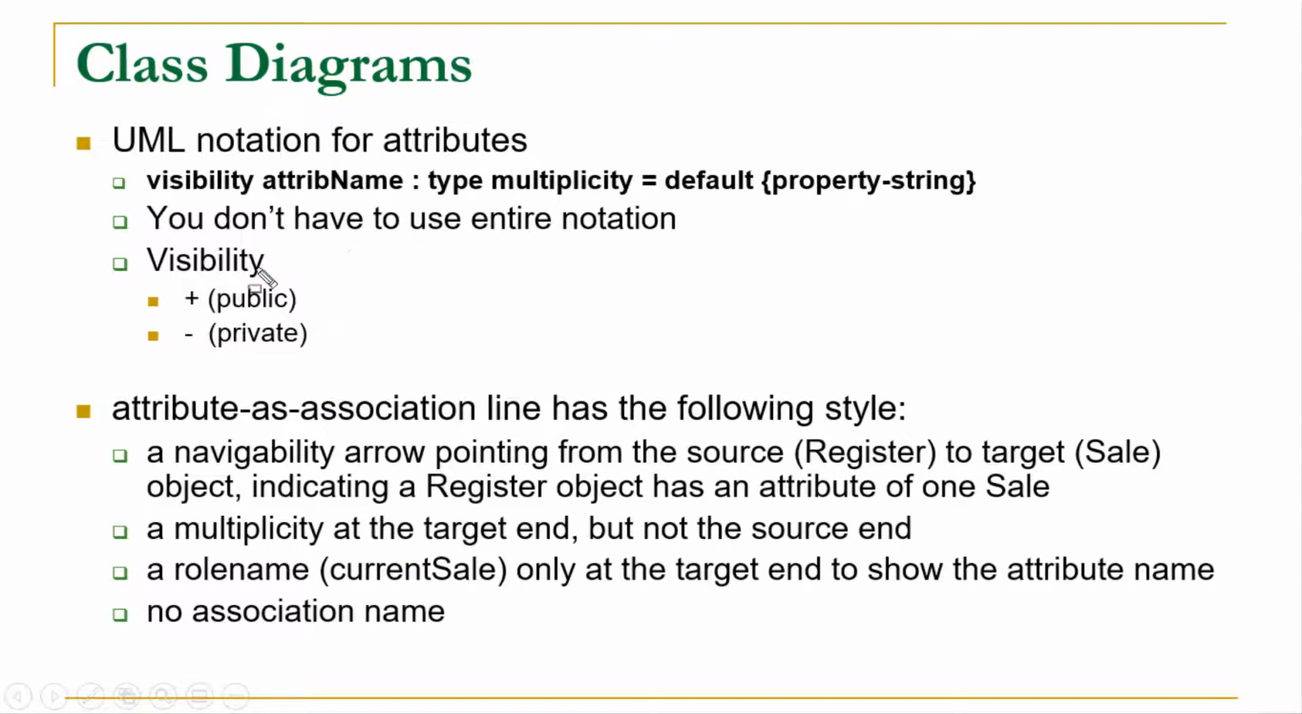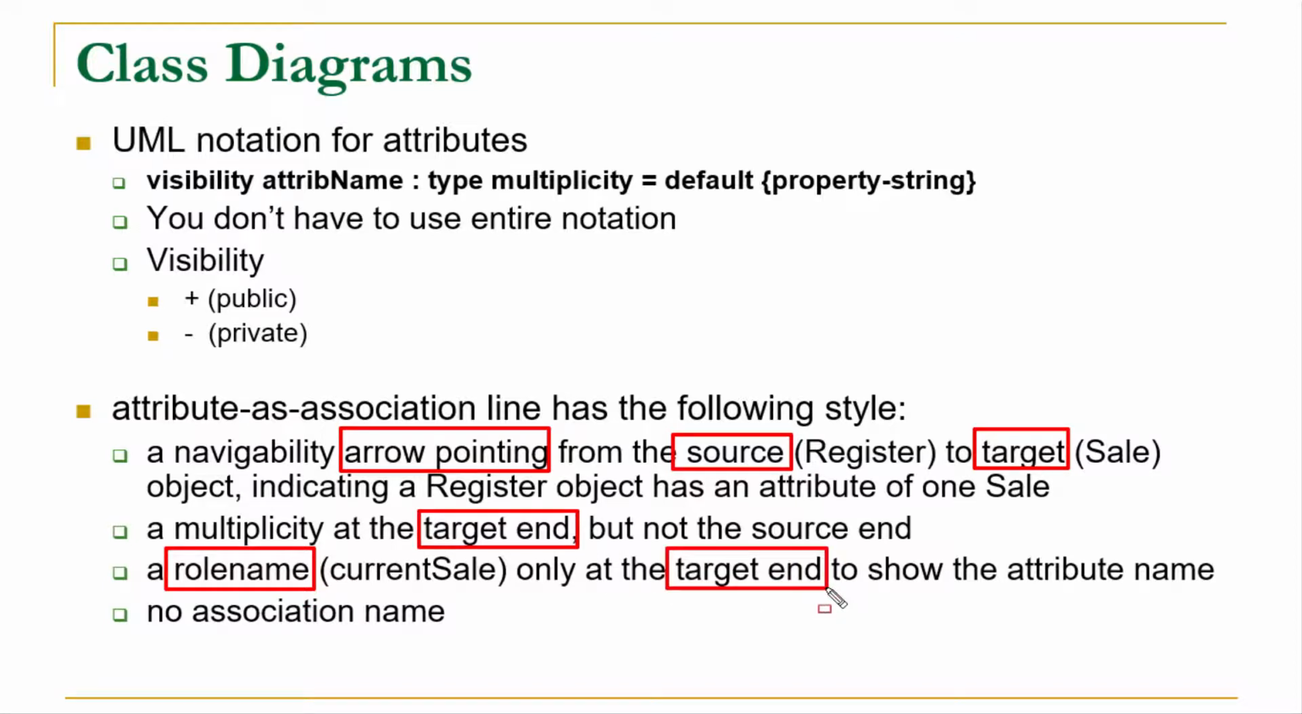And for showing the visibility, you can use plus or minus to represent public or private. So you don't have to write these in full. Instead, you can use plus or minus signs for representing the public and private methods or attributes. And when we are adding the association line, we need to take care of the arrow direction. So make sure that the arrow direction is from the source to the target. The multiplicity should be placed at the target end. So if you want to tell how many instances exist, you should mention the number at the target end. And along with the multiplicity, the role name should also be at the target end.